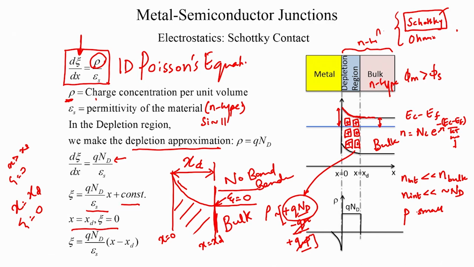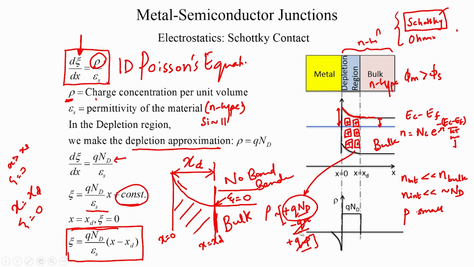Now, applying that boundary condition, we can calculate this integration constant, and we find that the expression for the electric field is given by this term here. So, the electric field is q n d by epsilon into x minus x d.